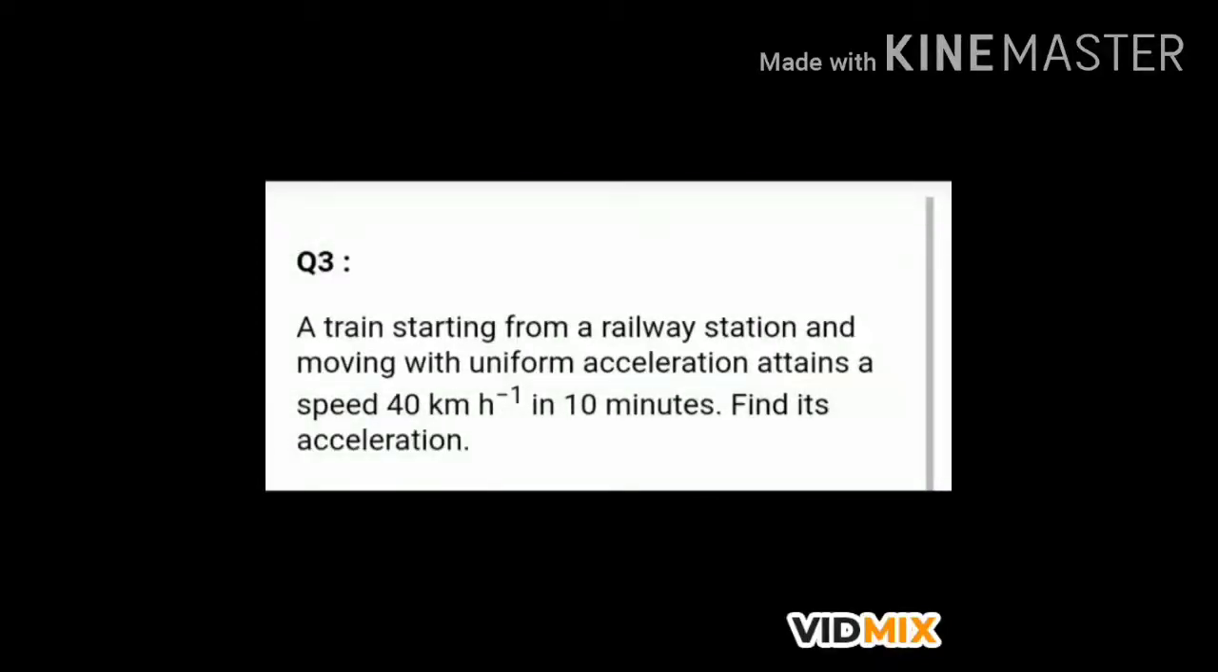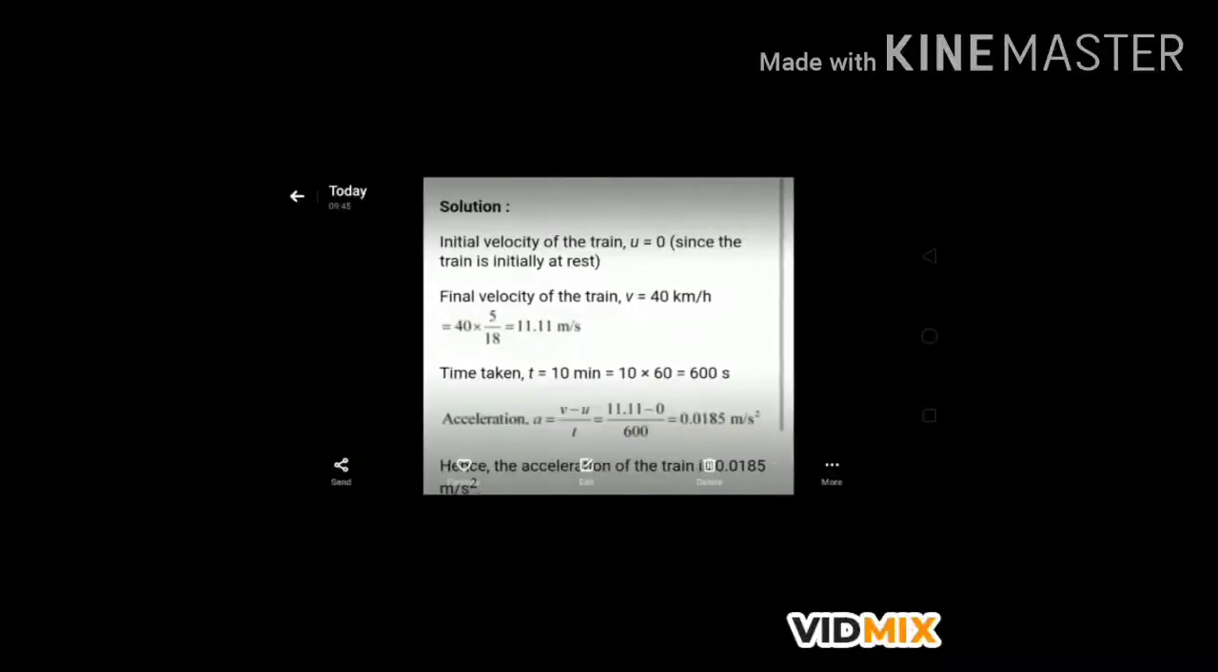A train starting from a railway station and moving with uniform acceleration attains a speed 40 km per hour in 10 minutes. Find its acceleration. Again we will convert 40 km per hour to meter per second and minutes to second. So as you all know, initial velocity of the train is 0. Okay, so when train is standing, initially it was at rest, right?